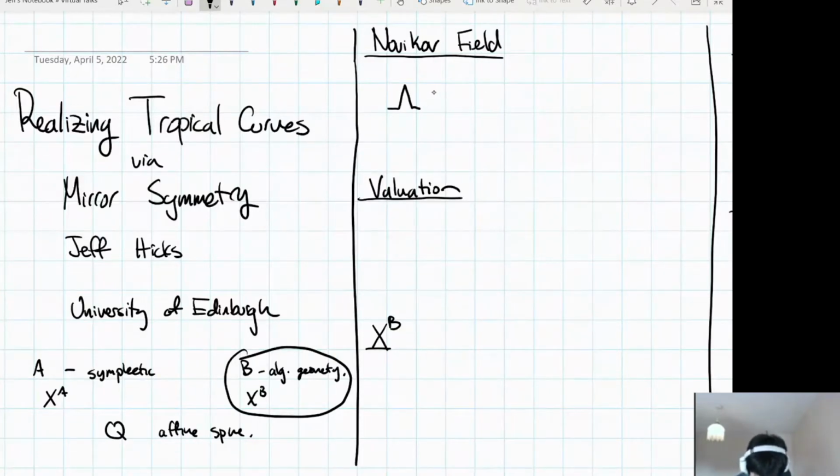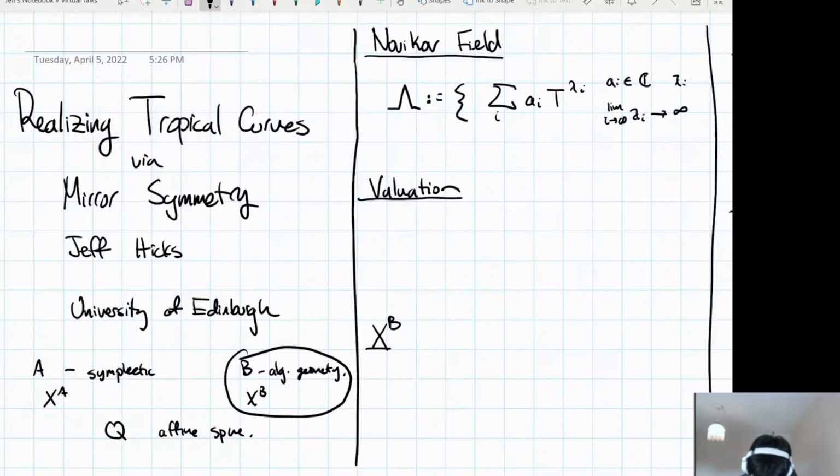This field is denoted by lambda, and it consists of formal power series. So it's a sum over some index i of a_i times t to the lambda_i. Here t is just a formal parameter, and the a_i are supposed to live in C. And the lambda_i have to satisfy this relation, which is that the limit as i goes to infinity of lambda_i goes to infinity, and the lambda_i are real numbers.